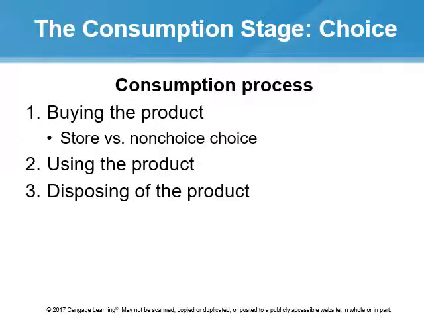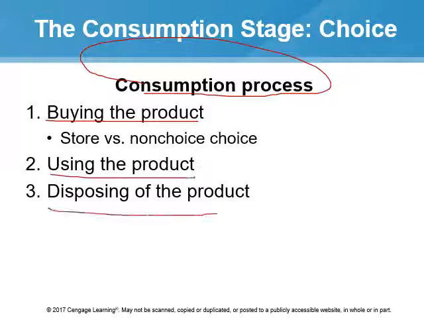And then let's talk about the consumption stage. What you need to do here is compare these stages with goods, with manufactured products, because if you compare services with goods, it's going to make complete sense. The consumption process is basically composed of three stages: you buy the product, you use the product, or you dispose of the product. But when it comes to buying the product, there are store versus non-store choices. Both of these may require different kinds of consumer behavior methodologies.